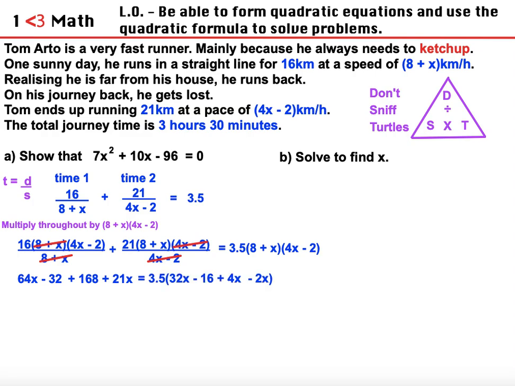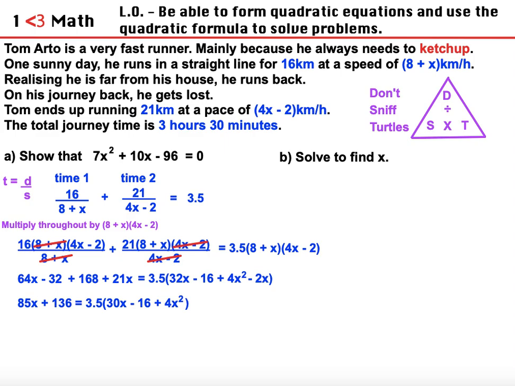Now, expanding the brackets using FOIL on the right-hand side, 8 times 4x gives us 32x, 8 times minus 2 gives us minus 16, x times by 4x gives us 4x squared, and x times by minus 2 gives us minus 2x. So, we now need to simplify the bracket and simplify the left-hand side.